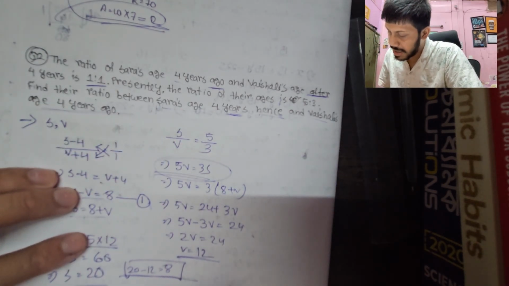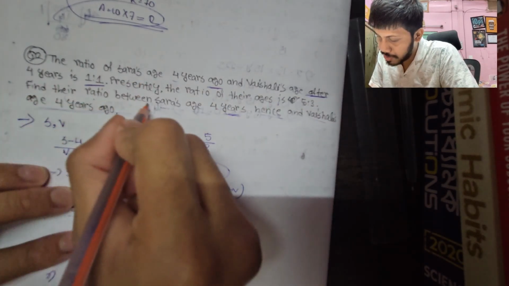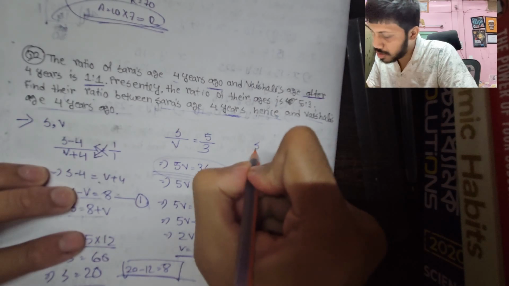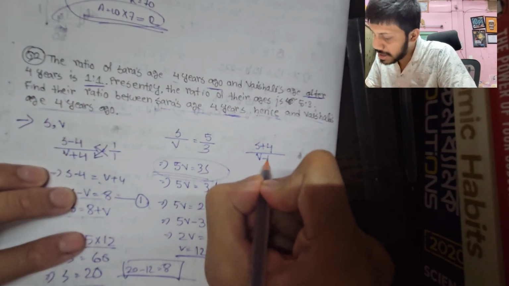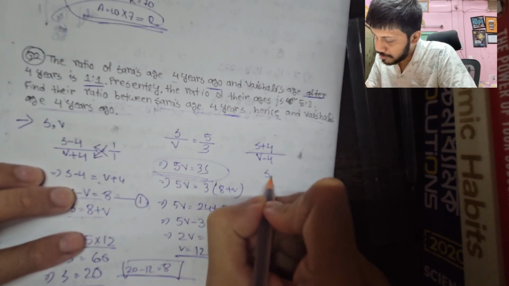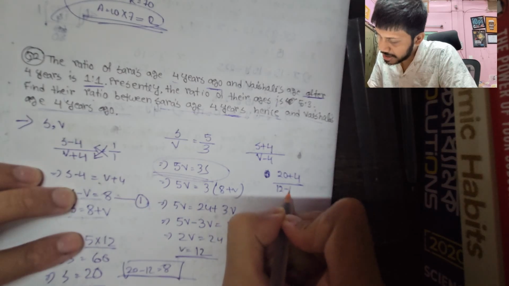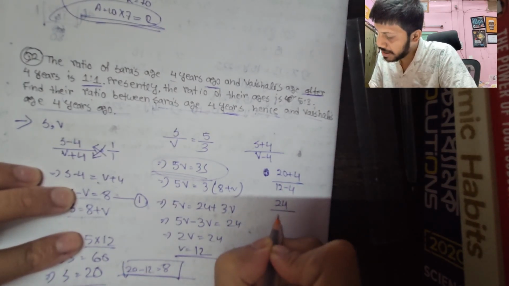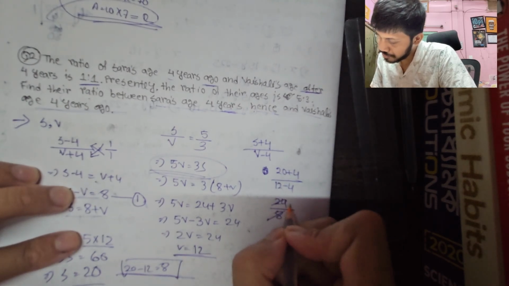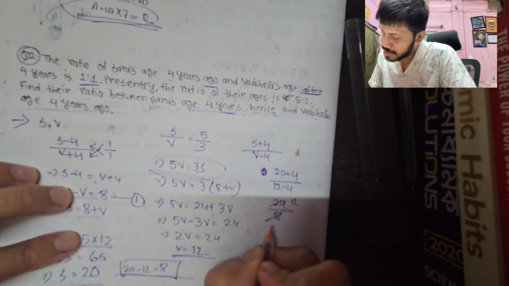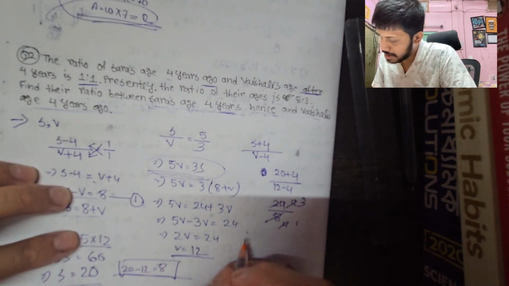So we are in present right now, right? So it would be Sarah's age 4 years since, so S plus 4, and Vaishali's age 4 years ago, V minus 4, right? We know the value of S, it is 20 plus 4 and 12 minus 4. So it's 24 by 8. We cut it down by 8, it becomes 3 by 1, right?